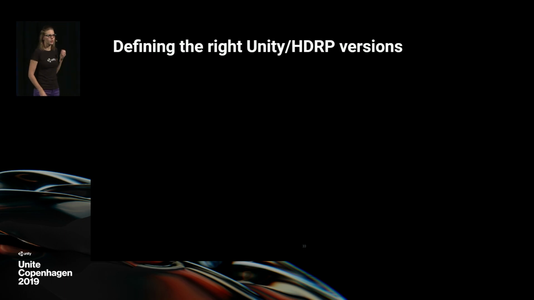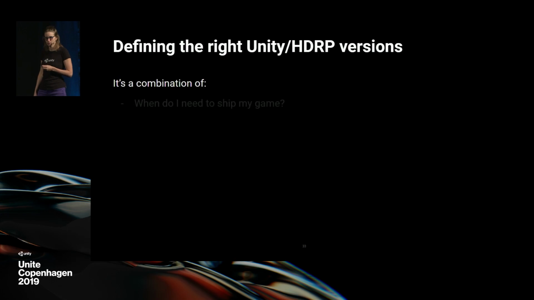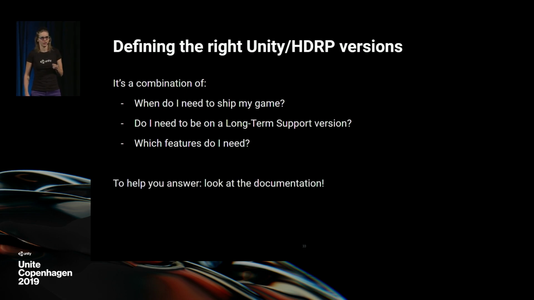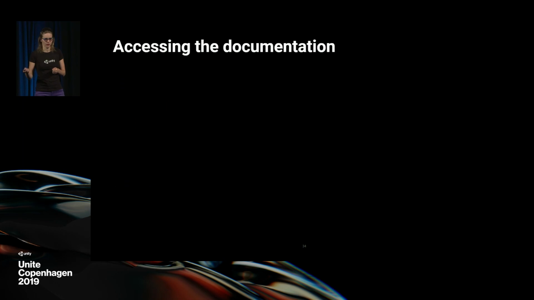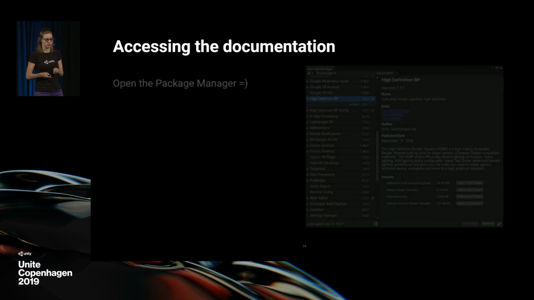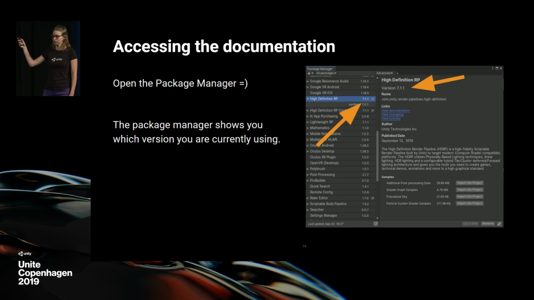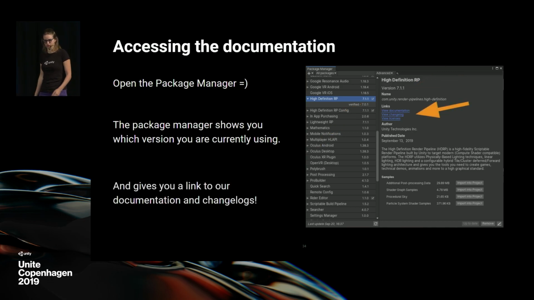So how do I define what is actually the right version of Unity and the right version of HDRP? It's a combination of several questions. And those questions, unfortunately, only you and the documentation will be able to help you with. So where is that documentation? Like I said, you open up the Package Manager, and you're going to see which version you're currently running. For example, here it's 7.1.1. And you can see links here.